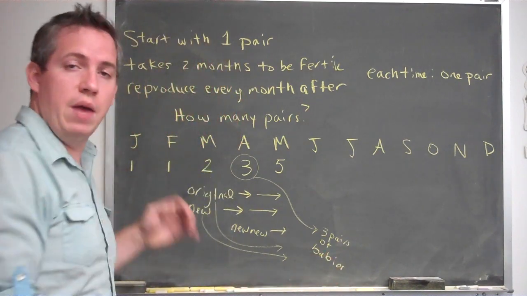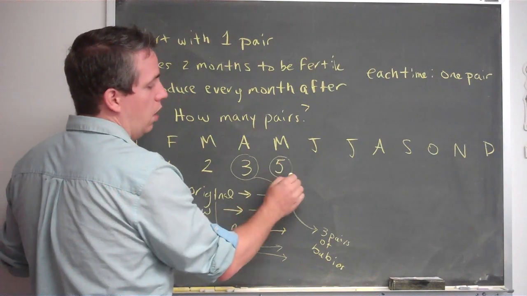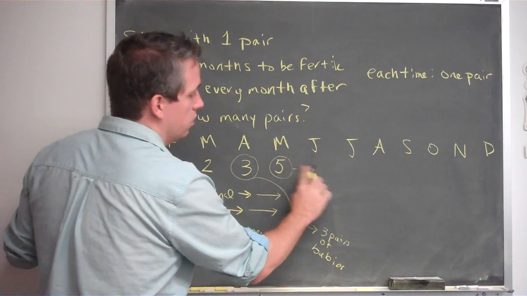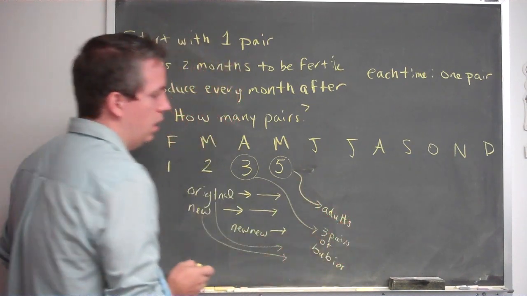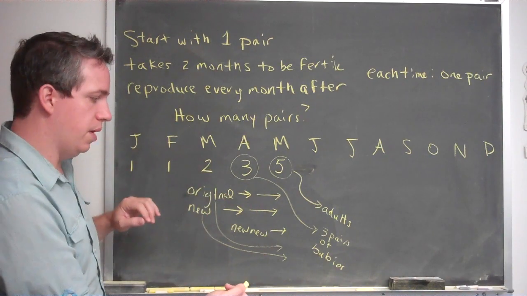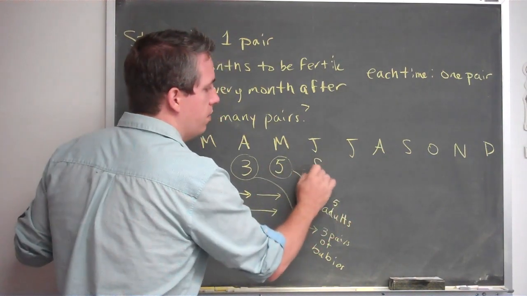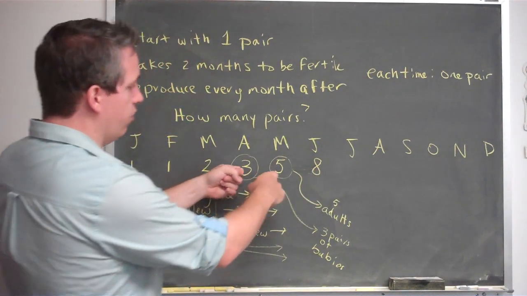What about the adults? How many adult rabbits will there be? Well, there were five in May, and we would expect that those five are still going to be there. So here are the adults. Let's see if you put that down there. And so altogether, there will be three pairs of baby rabbits and five pairs of adults, so there will be eight pairs of rabbits in June. Now what we do, we can just add the three and the five.